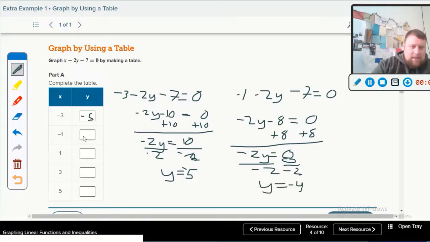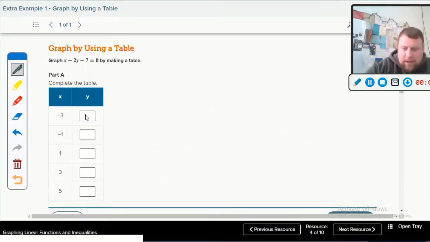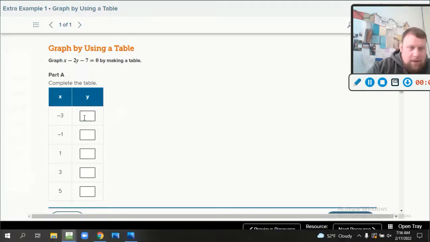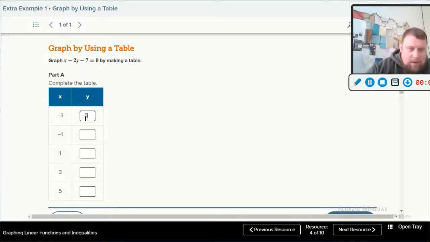Now, can I make a suggestion? This is kind of cumbersome, right? This is not going quickly. So let's do this. Are you ready for this? So I know this is -5, -4. I'm just going to put these in. -5 and -4. Here's a suggestion I make.